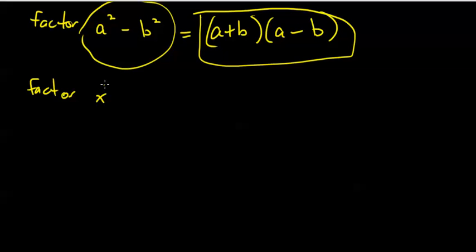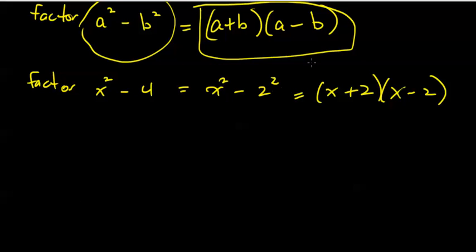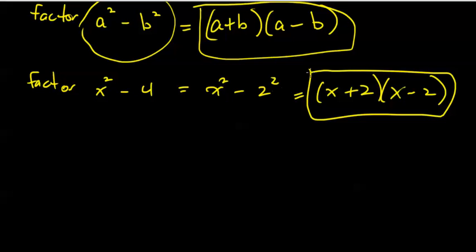So let's jump right into some examples. If I ask you to factor x squared minus 4, well, x squared minus 4 I can write as x squared minus 2 squared. And of course, from that difference of squares pattern, it's then equivalent to the product x plus 2 times x minus 2. And that would be my completely factored response. And up the ladder we go here.